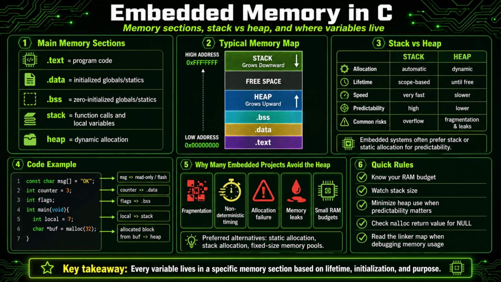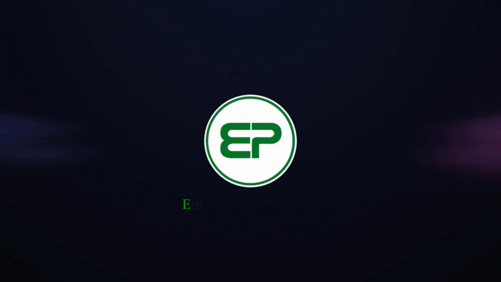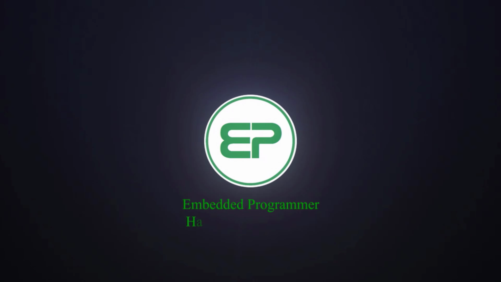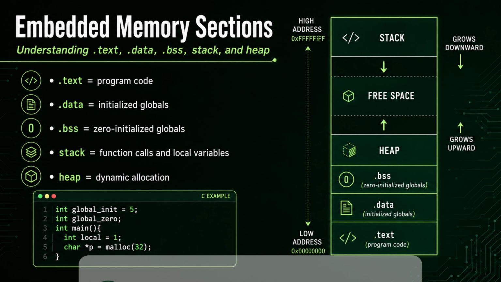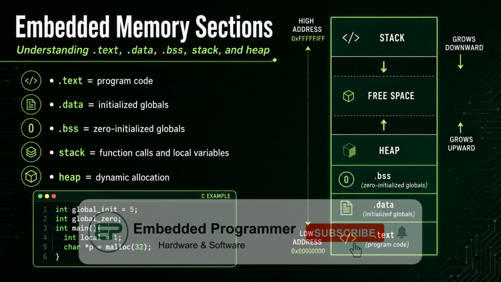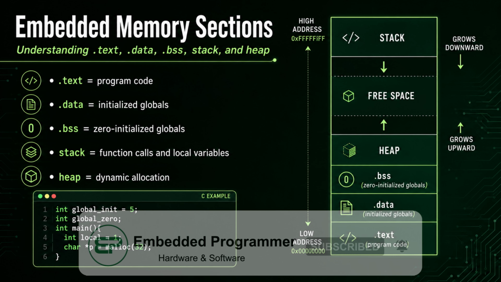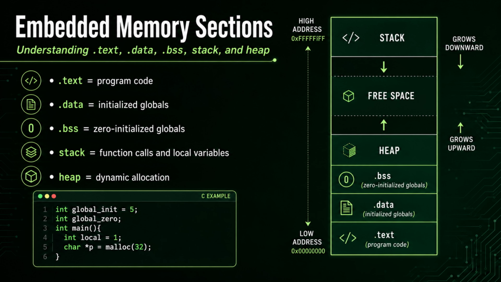In this video I am going to explain embedded memory sections including .text, .data, .bss, stack and heap. When we write embedded C code, the program does not become one simple block of memory. Behind the scenes, the compiler and linker organize the firmware into separate memory sections. Each section has a different purpose, and each one affects how much flash and RAM the microcontroller will use.